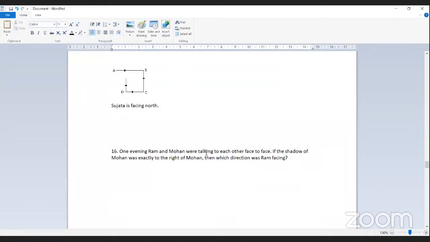One evening, Ram and Mohan were talking to each other face to face. The shadow of Mohan was exactly to the right of Mohan. Then which direction was Ram facing? That is the same. Yes, ma'am, same. True. Good.